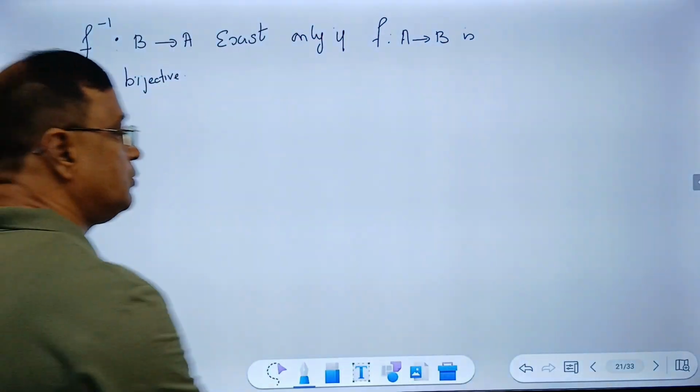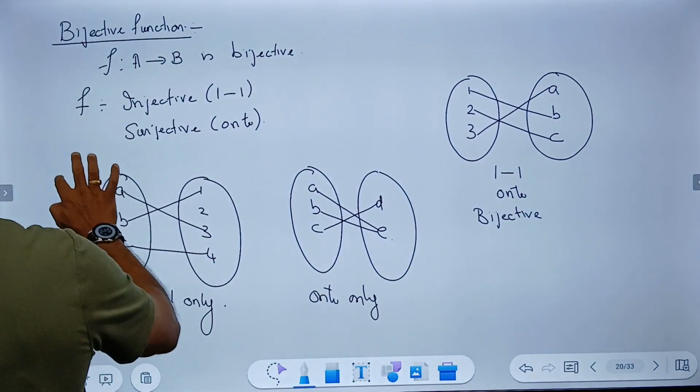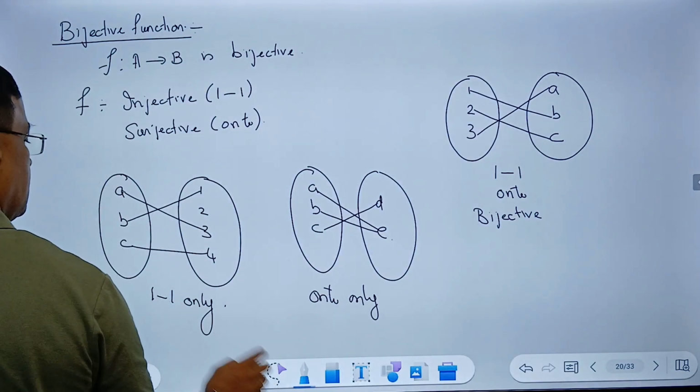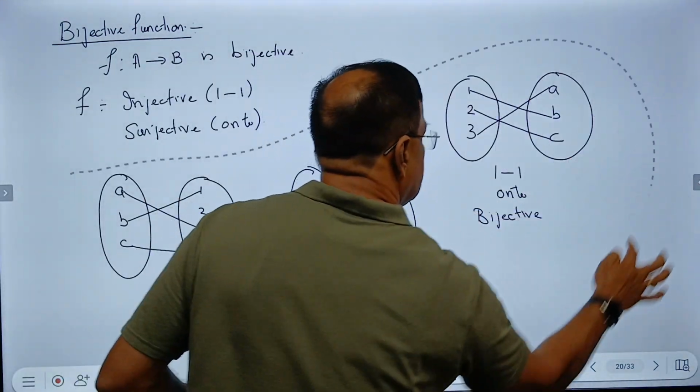Why? Let us look into this quickly. See this. Let's look at these examples, okay? I'll take this to the next page.